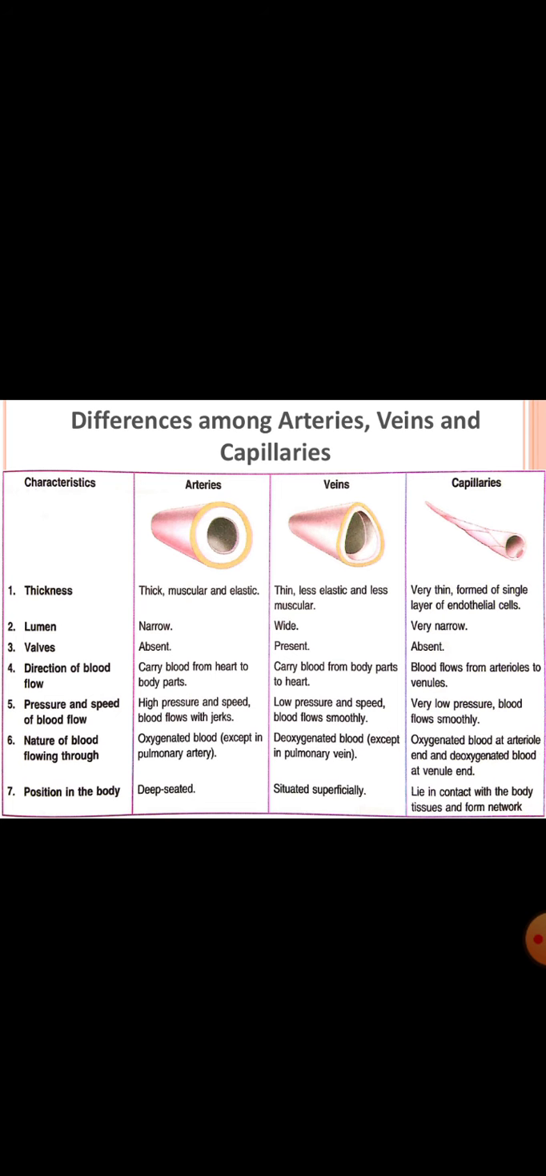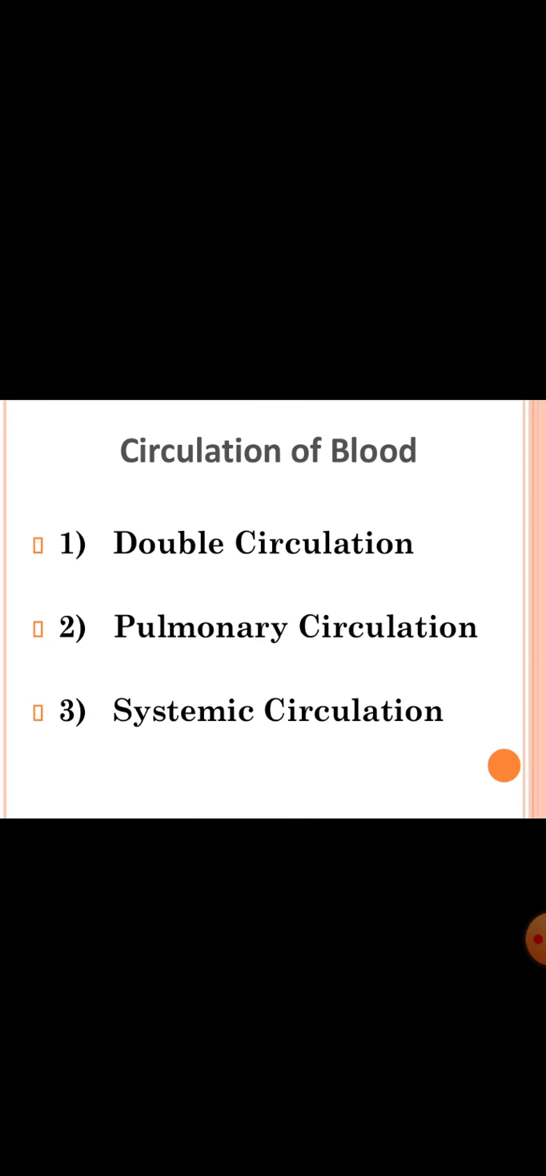There are following features such as direction of blood flow, pressure and speed of blood flow, nature of blood flowing through, and the position in the body, which are totally different among all the three. Clear? Next thing is the circulation of blood, means how blood circulates in our body. In our body there are three types of circulation found. First one is double circulation, then pulmonary circulation and systemic circulation.